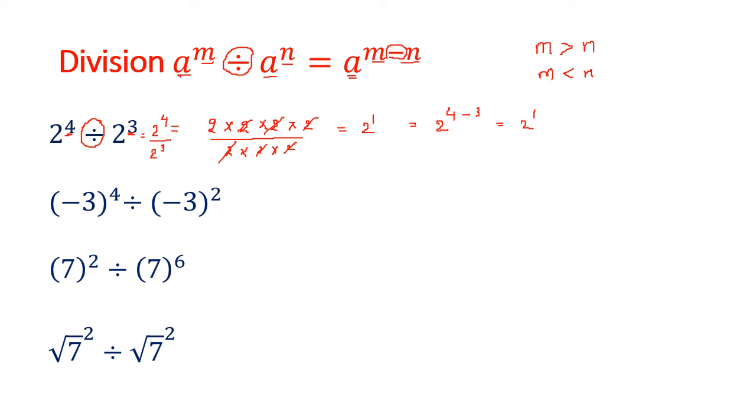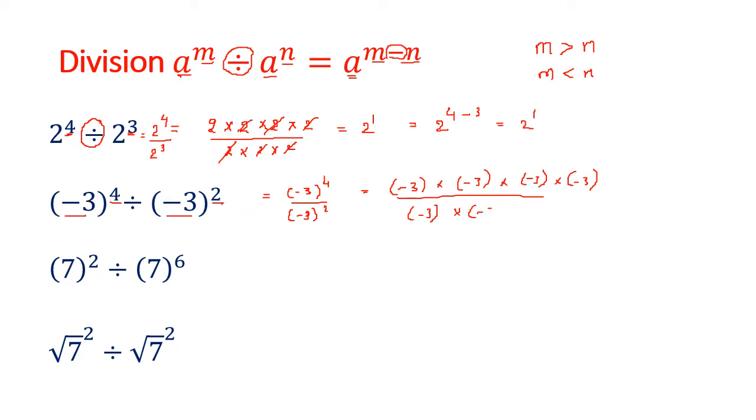If it is clear to you now, in the next we have minus 3 raised to 4 divided by minus 3 raised to 2. So I'll write minus 3 raised to 4 upon minus 3 raised to 2, which can be written as minus 3 into minus 3 into minus 3 into minus 3, that is 4, upon minus 3 into minus 3, that is minus 3 the whole square. So this gets cut, this gets cut. What remains is minus 3 into minus 3, that is minus 3 the whole square.